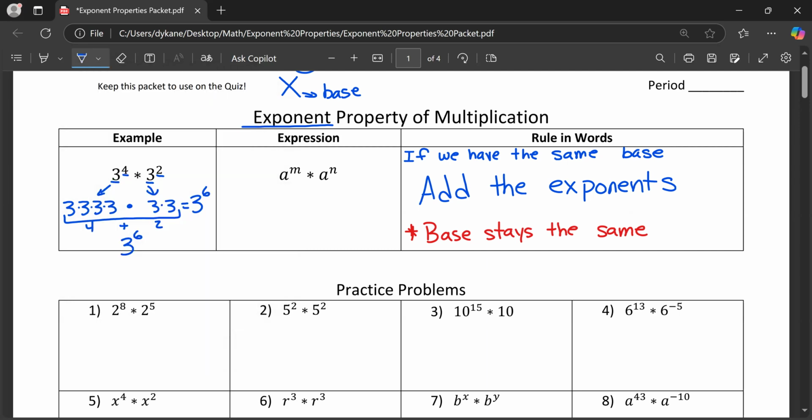So in the middle, we have our expression. In math, we do generalizing. So this is our general rule. If I have the same base, here it's a, I have a to the m times a to the n. And when we simplify it, my base stays the same, and I'm adding those two exponents, so m plus n. Okay, so that is our first exponent property of multiplication. We just add the exponents.